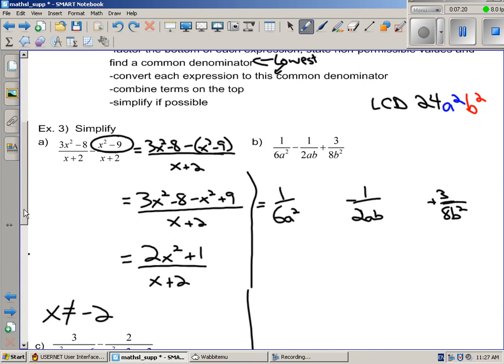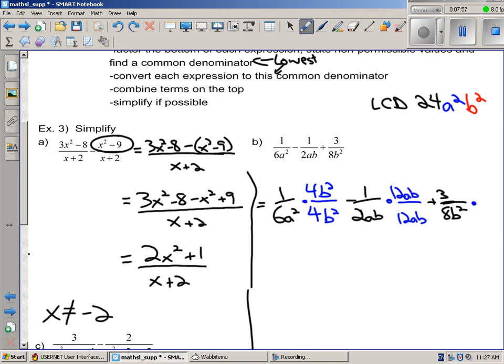Okay, now let's ask ourselves, I need 24a squared b squared. What do I need to multiply my first term by? I've got a 6 on the bottom, need to make it 24. I'm missing a 4. 6 times 4 makes 24. Great. I've got the a squared dealt with, but I do need a b squared. Since I did it to the bottom, I have to do it to the top. All right, the next part, I've got a 2ab. That means I'm going to need the number 12 to make it 24. I'm going to need another a to make an a squared, and another b to make a b squared. Do it on top as well.